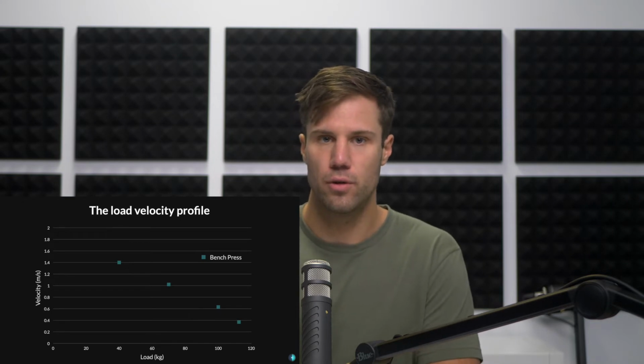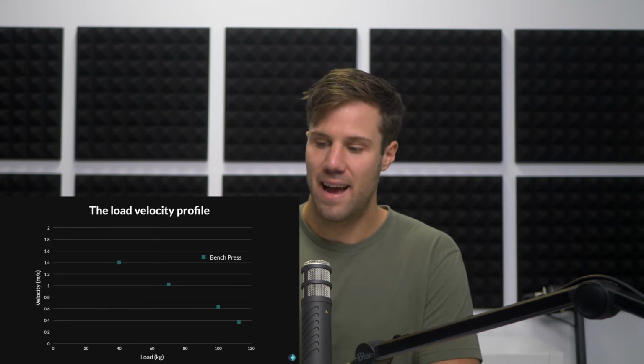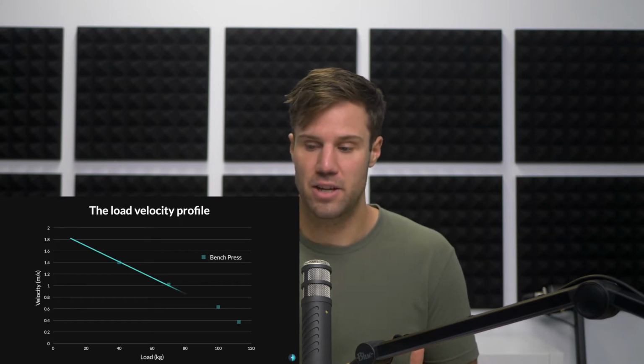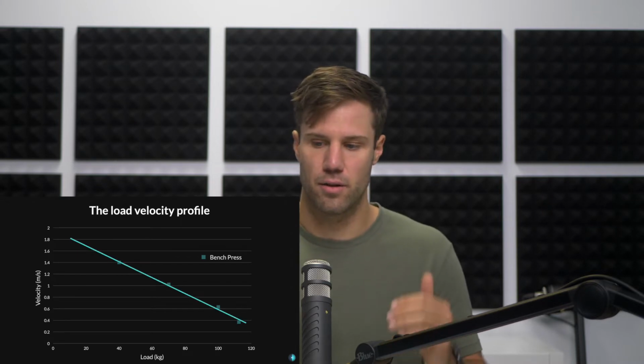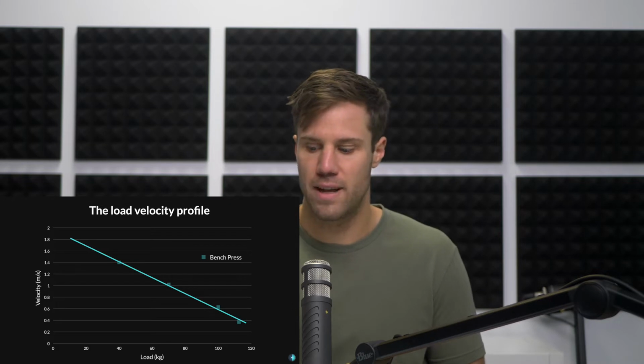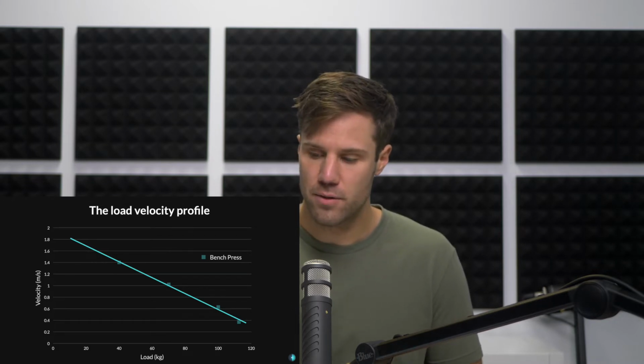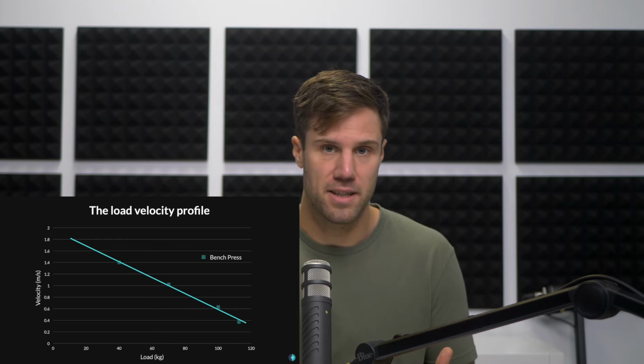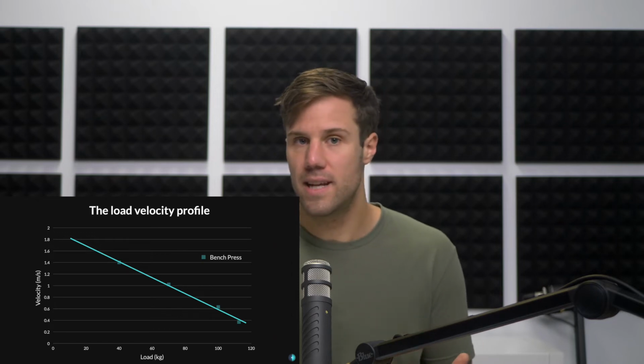So each load you lift will go down in velocity, and that tends to be a pretty linear relationship. Not perfect, but pretty linear. As you lift heavier weights, velocity will go down in a linear fashion. Now, because this relationship is pretty stable and pretty consistent for most people, we can use that to estimate 1RM.